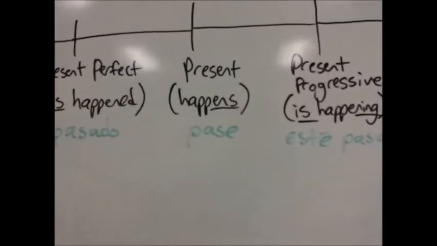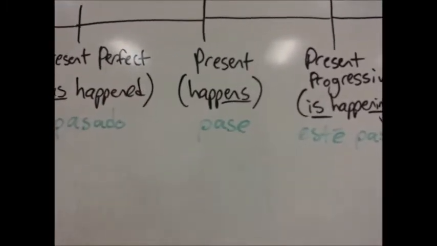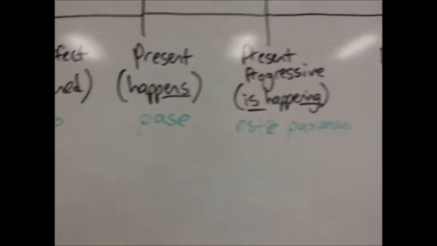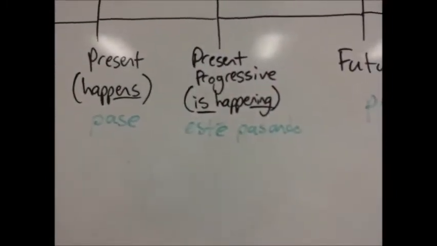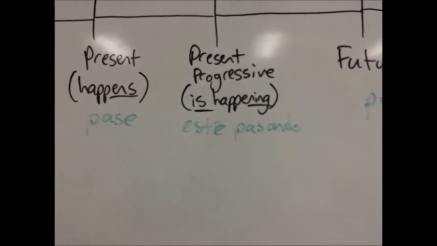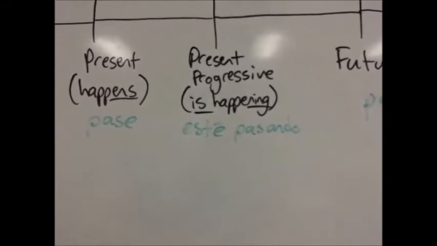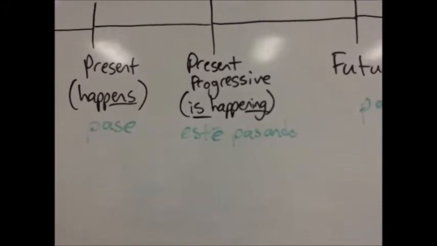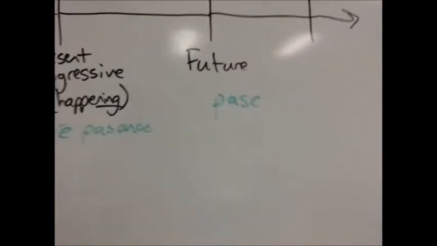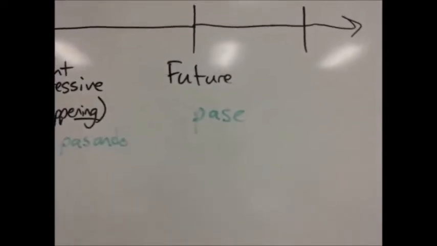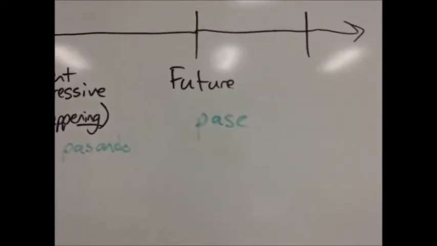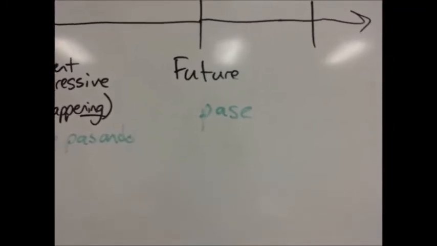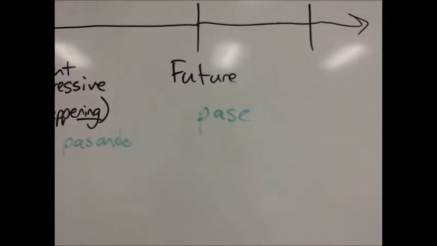Then we have present subjunctive, which is stuff that happens, and it's conjugated like pase. Then we have present progressive subjunctive. That's something that is happening right now, and it's conjugated like this, esté pasando. It's the verb estar with the gerund or ing. And then last but not least, we have the future. The future doesn't really exist in the subjunctive. We can talk about the future in the subjunctive, but we conjugate the verb as if it's in the present subjunctive, like pase.